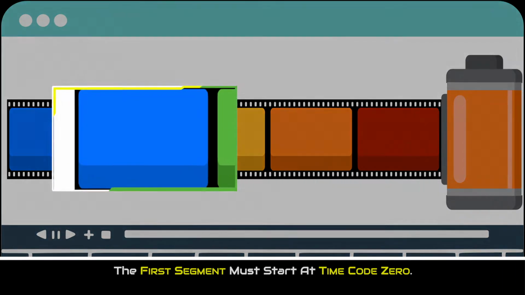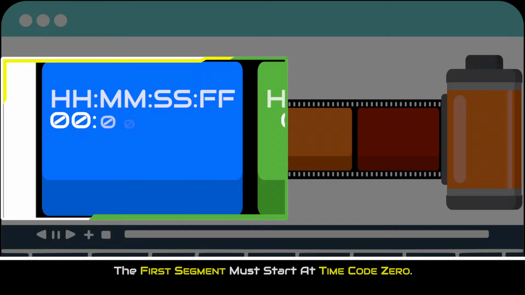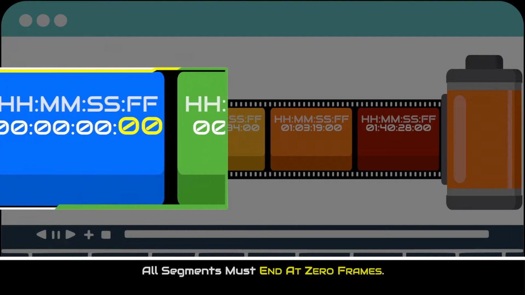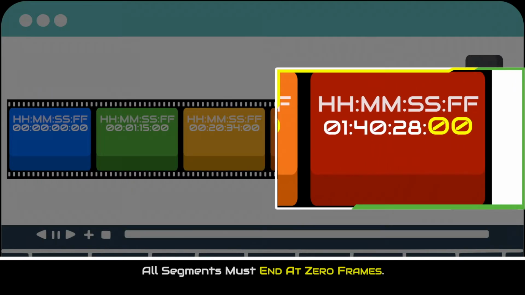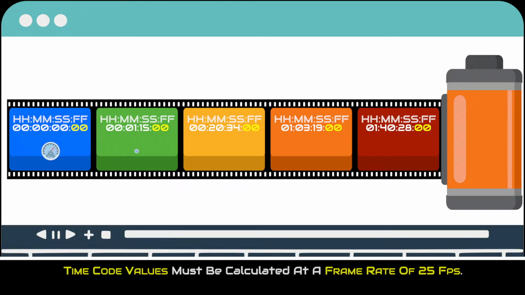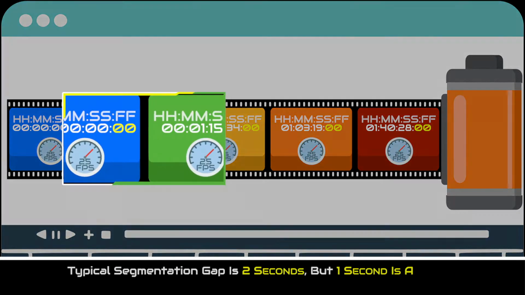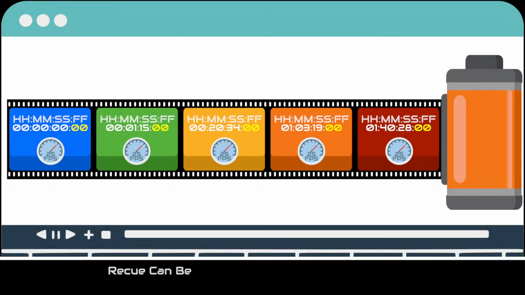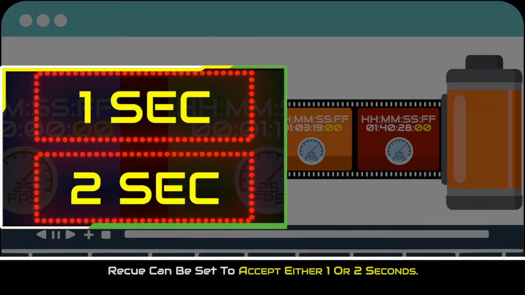When your production has segments, the first segment must start at time code 0. All segments must end at around second, meaning 0 frames. All time code values must be calculated at a frame rate of 25 frames per second. The typical segmentation gap is 2 seconds, but 1 second is allowed. RECUE can be set to accept either 1 or 2 seconds as the segmentation gap duration.